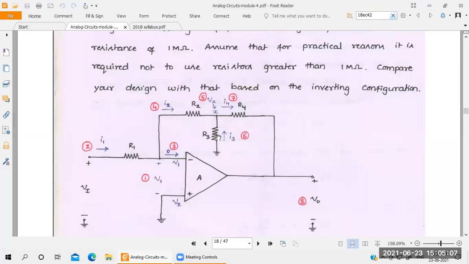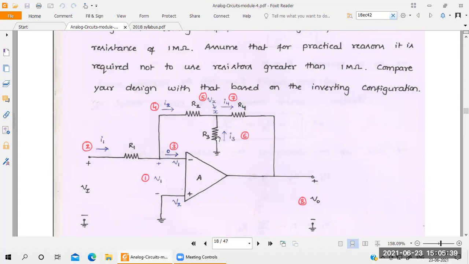Design means you have to find out R1, R2, R3, R4. So here you take three resistors for the feedback: R2, R3, and R4. The main thing is to find out the current across R1, R2, R4, and R3. Wherever a resistance is there, you have to find out the voltage and current, because the equation is V equals I times R. So wherever resistance is there, there is a voltage and current, and that you have to analyze.